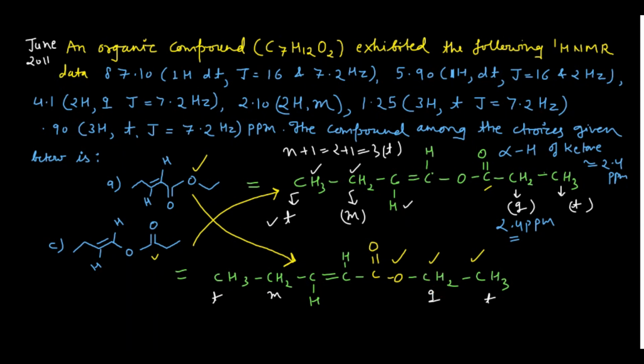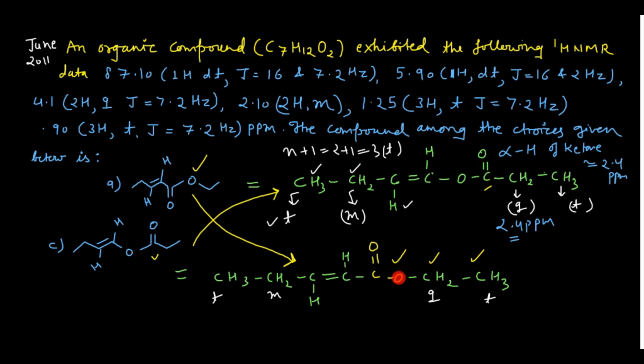Now you can see here this CH2 is connected with the electronegative oxygen, so it should be most downfield, right? When compared to this CH2, because this carbonyl is not that much of an electron withdrawing group compared to this oxygen.